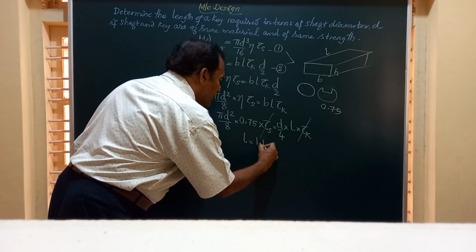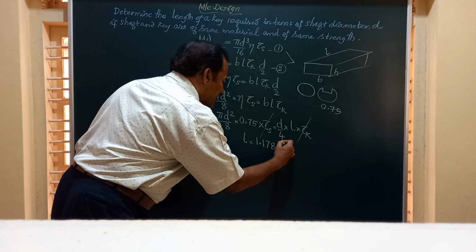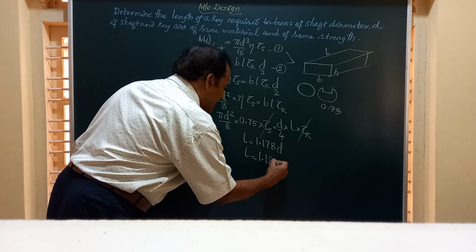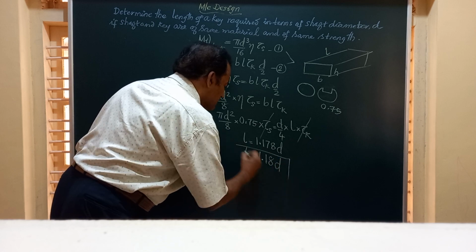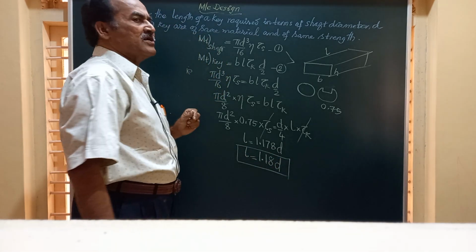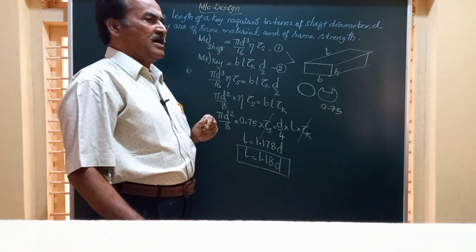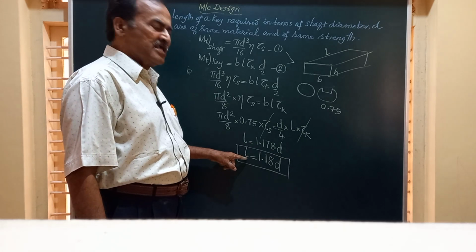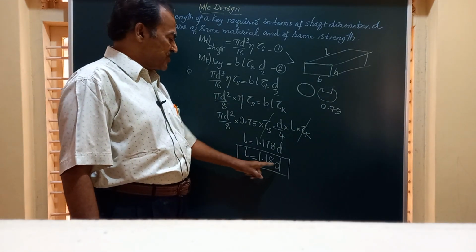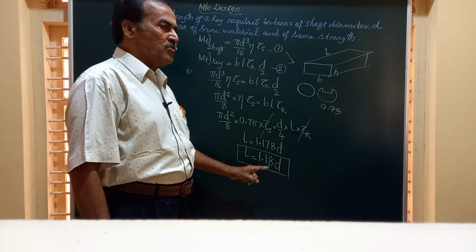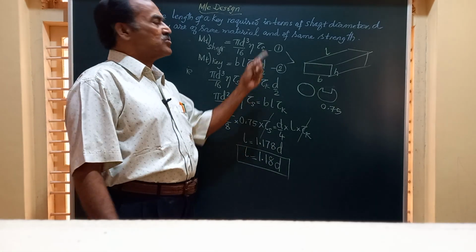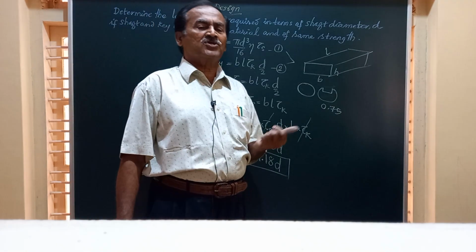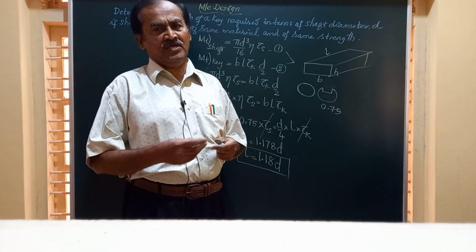1.178 D, or generally L is equal to 1.18 D. That is, when the shaft and key are made of the same material and have the same strength, the relation existing between L, the length of the key, and the diameter of the shaft is L is equal to 1.18 D. It is one of the important derivations asked on the chapter design of key.